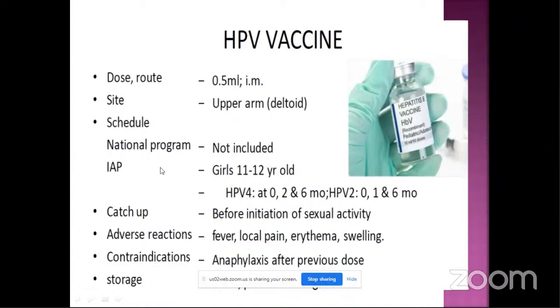Okay. So IAP states that girls of 11 to 12 years old can be given. The catch-up can be before initiation of any sexual activity. So the dose is 0.5 ml, route IM upper arm, that is in the deltoid.